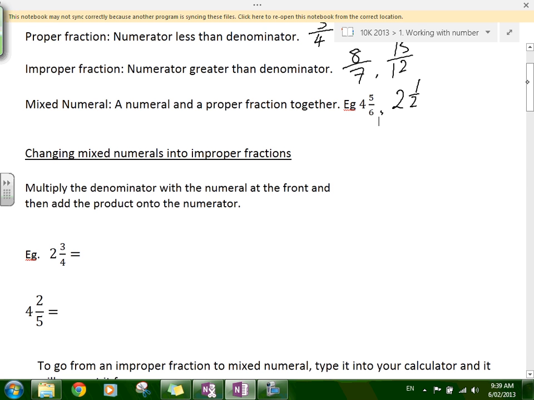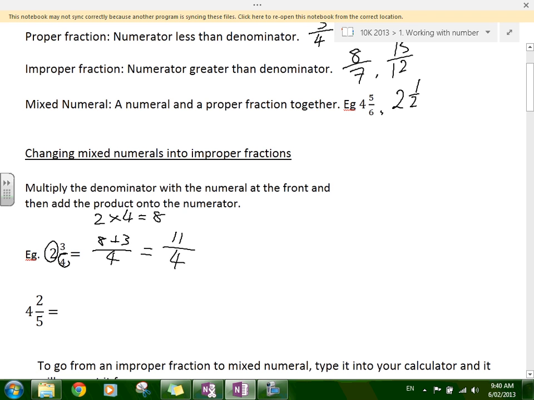So in this example, we've got 2 3/4. We want to write it as an improper fraction. We take the denominator, which is 4, and the numeral, which is 2. So what we do is 2 times 4 equals 8. So this becomes 8 plus 3 over 4, which equals 11 over 4. So 2 3/4 as an improper fraction is 11 over 4.